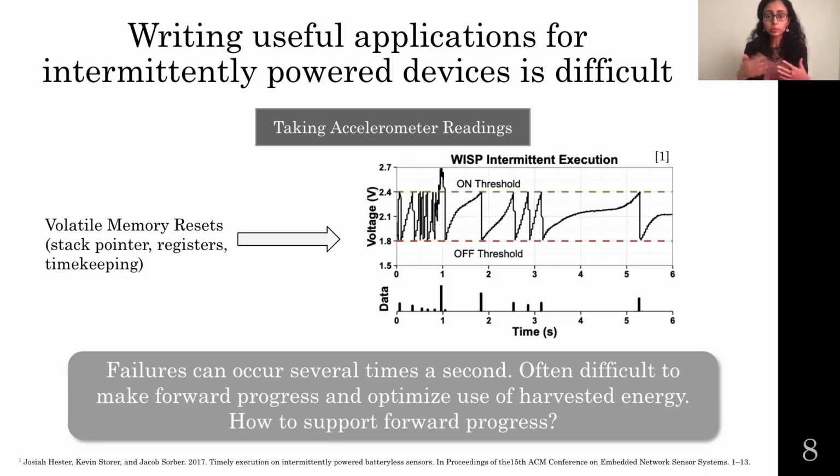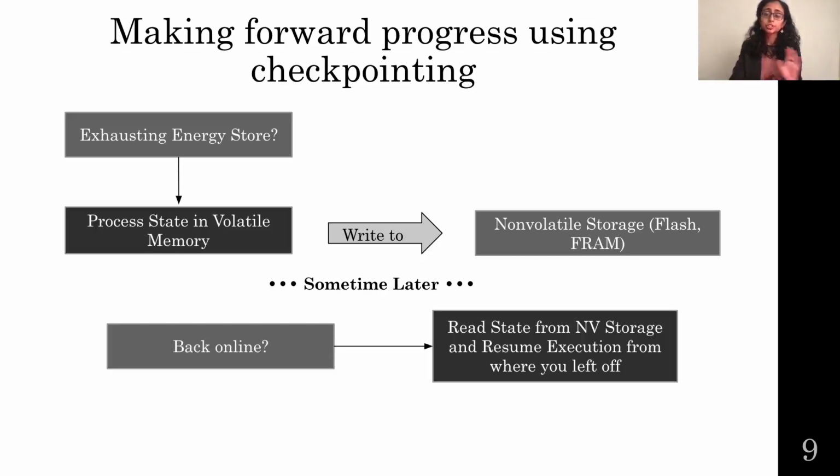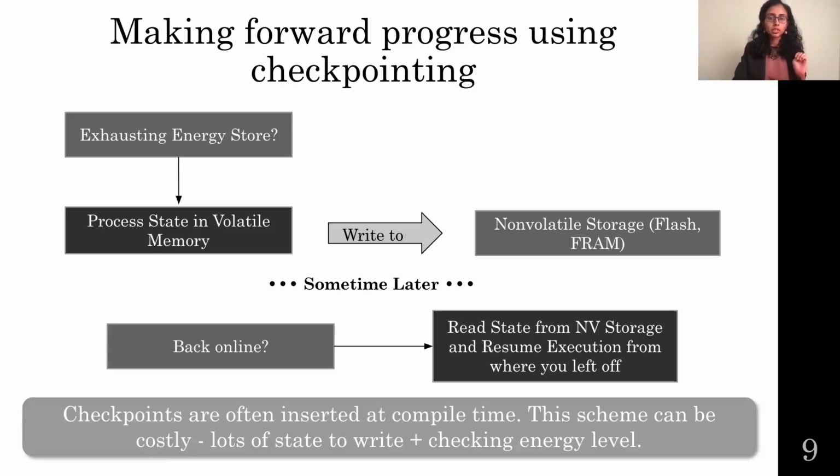And so there are basically two ways in prior work that this has been done. The first is checkpointing. So in this example, you might have a point in your program where you check the voltage, see how much energy you have left, and then if the device may die soon, you'll store a bunch of process state in some non-volatile storage. And then when the device comes back online, you read your state back in, and then resume execution from the point that you left off. This can be costly because you can often have lots of state to write, plus doing the energy level checks.